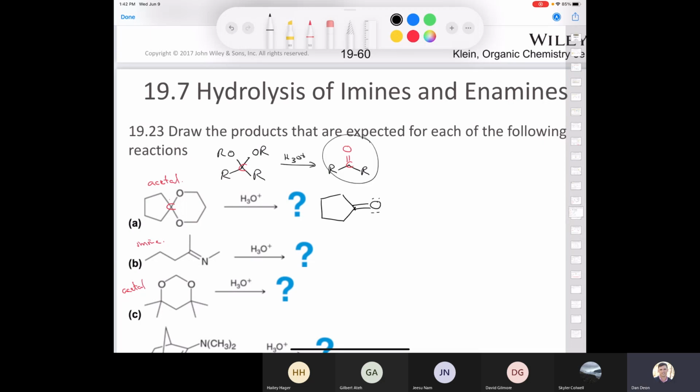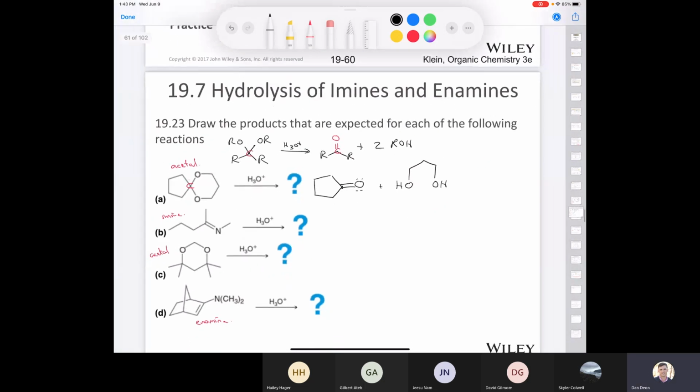Now, what else do we get besides this? We also get two equivalents of these as alcohols. So two equivalents of ROH. So what's our R group here? We have the oxygen with one R group, and you can see the other oxygen is attached to the same R group. So the two alcohols you're going to get are both going to be in the same molecule. You're going to get a hydroxyl, then you've got 1, 2, 3 carbons. If you want to draw it like this, there you go. There's the diol that you get back. So those are the two products of this first reaction.